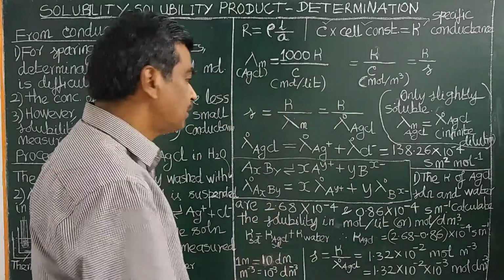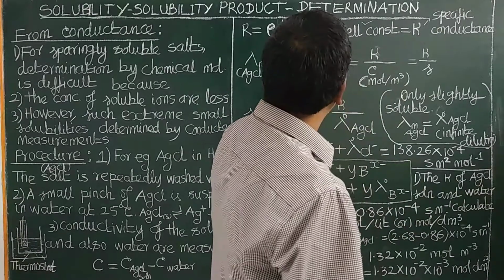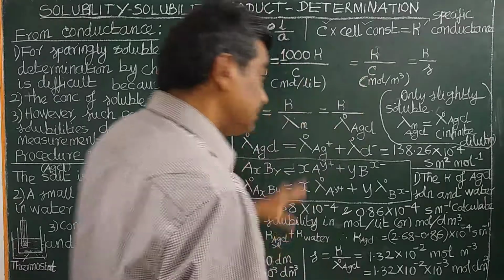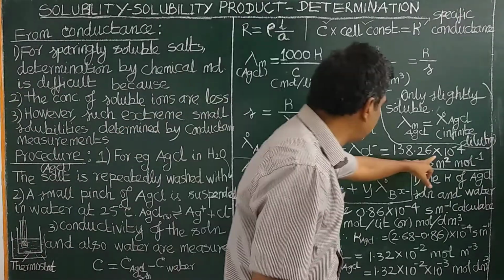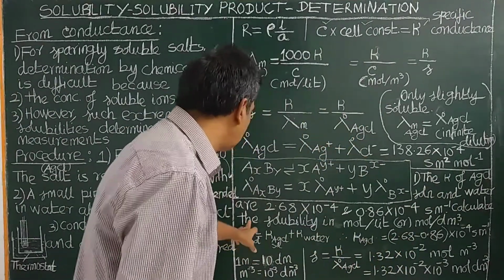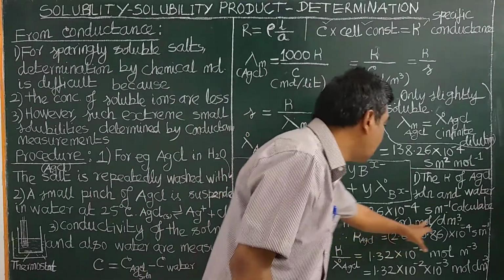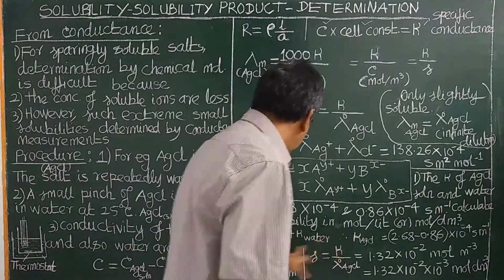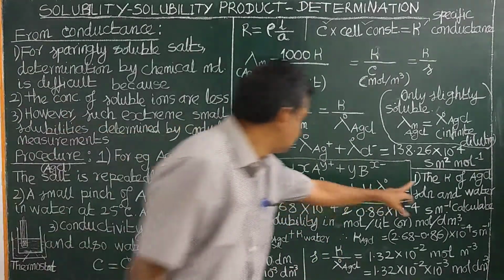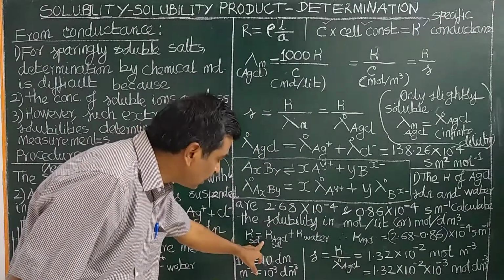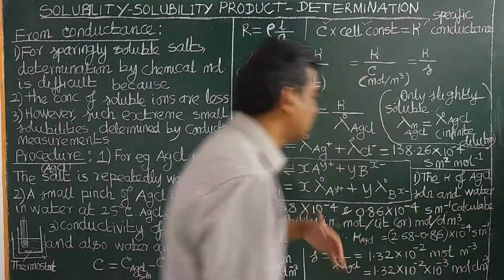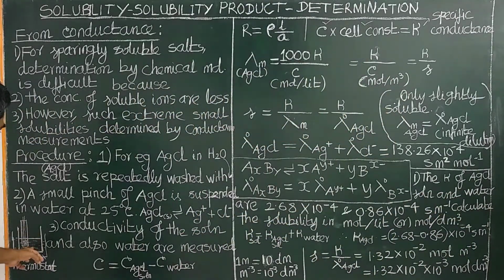You see, the unit is given in meter, not in centimeter. If it is given in centimeter, you need to use the other formula. It is given in meter, and this is again given in meter. Now calculate the solubility; they asked in moles per liter. Now the specific conductance of the solution is equal to the specific conductivity of silver chloride plus water, because a pinch of silver chloride is added to water.